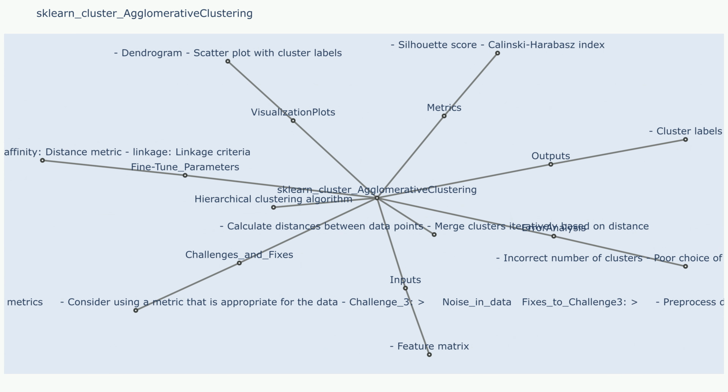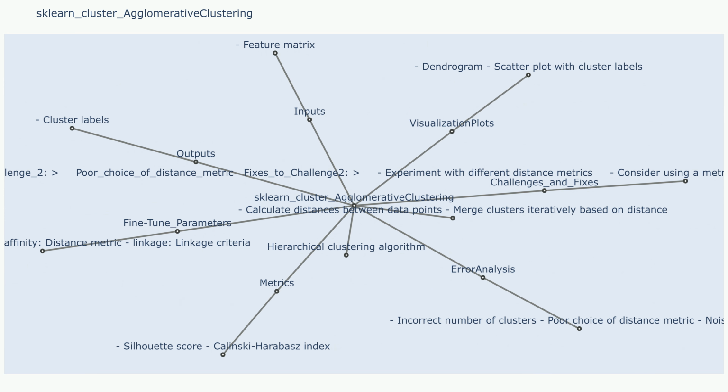Challenge 2: computational complexity for large datasets. Sample use case: clustering a very large dataset can be computationally expensive. Fixes: using a subsample of the data for clustering. Utilizing parallel processing techniques.